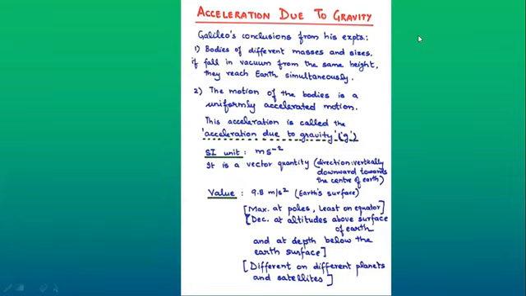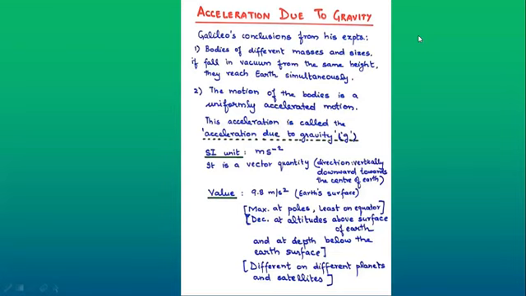Now let us study what is acceleration due to gravity. Galileo studied the motion of different bodies under the force of attraction of Earth, and he made the following conclusions. Bodies of different masses and sizes, if they fall in vacuum from the same height, reach Earth simultaneously and with the same velocity. Now, why have we written in vacuum?